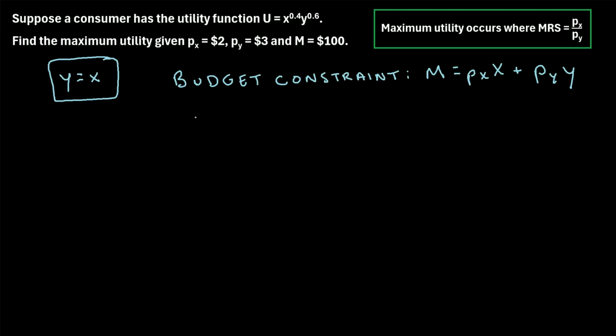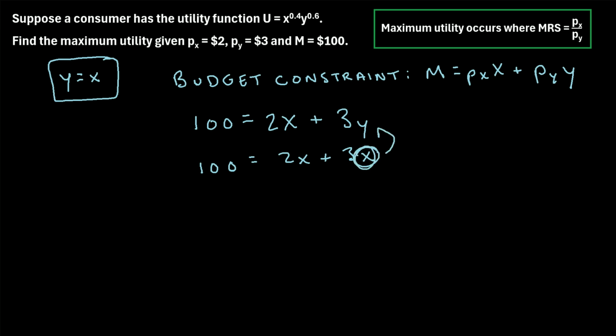So for our particular example, our income is 100. We'll set that equal to the price of good x is $2 times the quantity of x, plus we have the price of good y, which is $3 times the quantity of y. Now here we found that y is equal to x. So what we can do is we can plug in an x for y right here, and we'll be able to solve for x. So when we do that, we get 100 is equal to 2x plus 3 times x. So remember, we're plugging in an x for this y right here. So we get 100 is equal to 2x plus 3x, that's 5x.